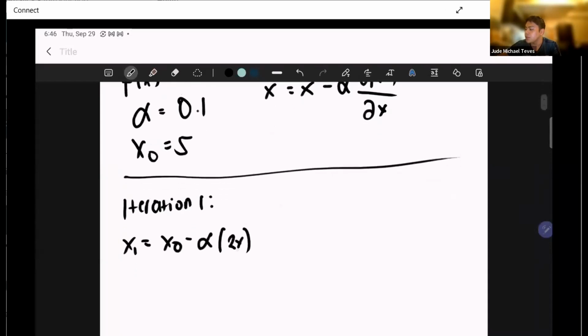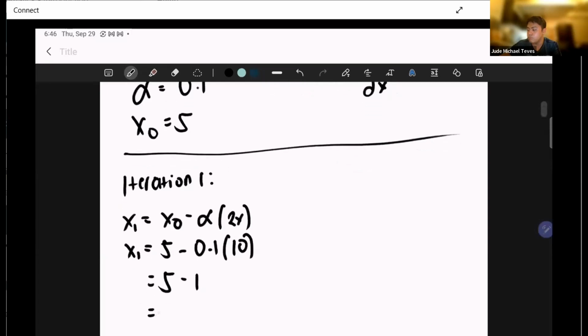Okay, let's do this now. So what's going to be the new value based on this? 5, 0.1, 10. So the updated value of x will be 4. And then you keep on doing this.